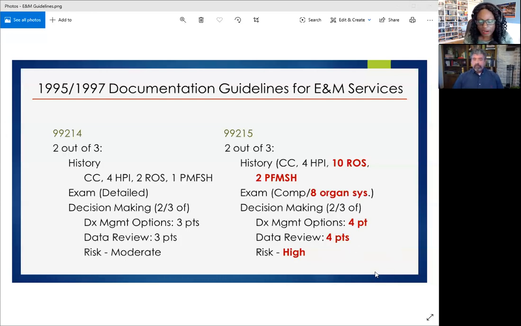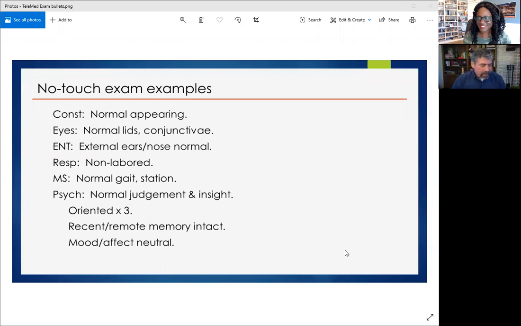All right, so let's talk a little bit about physical exam, since you can't touch the kid. And we do have one more slide. Let's pull that one up. There we go. This is what I just call some no-touch physical exam. These are actually bullets from the 1997 guidelines published by CMS. And often they are very helpful when you're trying to decide, what did I do? And so I put these in my templates to prompt me to say, okay, did I do this?